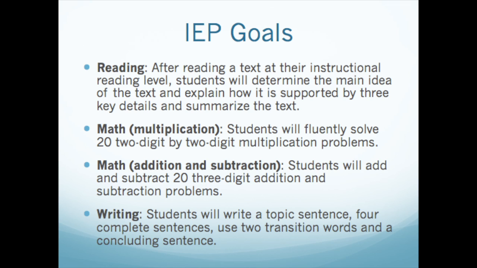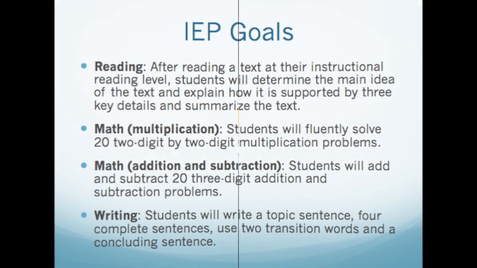writing goal. For the reading goal, my students will be working on finding the main idea of a text, 3 details to support the main idea, and summarizing the text. My students are also going to be working on fluently multiplying 2-digit by 2-digit numbers. The second math goal that my students are going to be working on is adding and subtracting 3-digit numbers. For the writing goal, they will be working on writing 1 paragraph, which includes a topic sentence, 4 complete sentences, 2 transition words, and a concluding sentence.